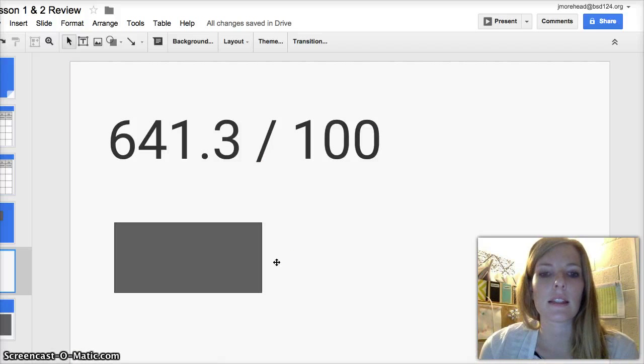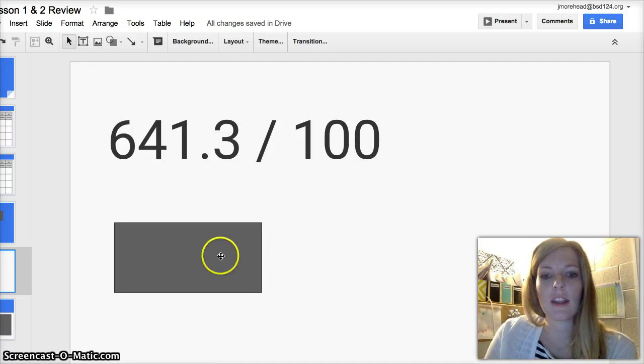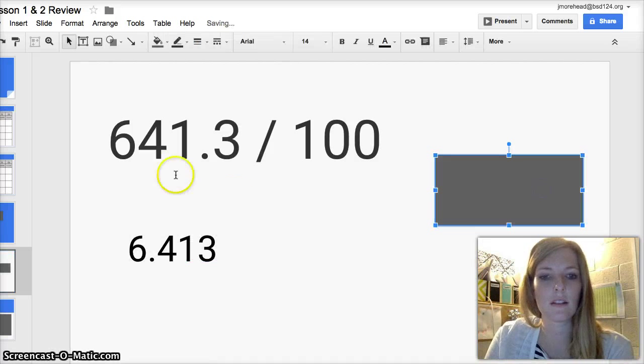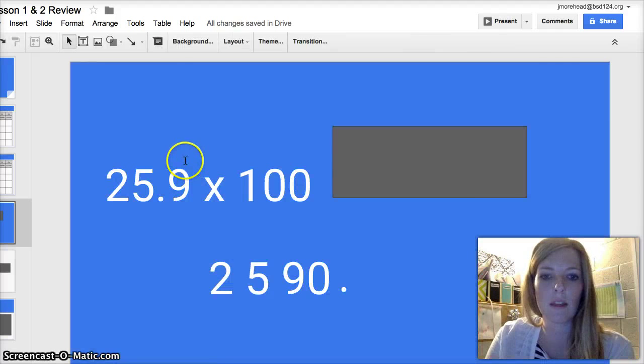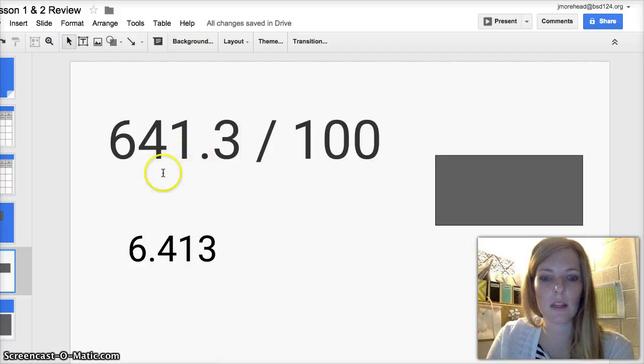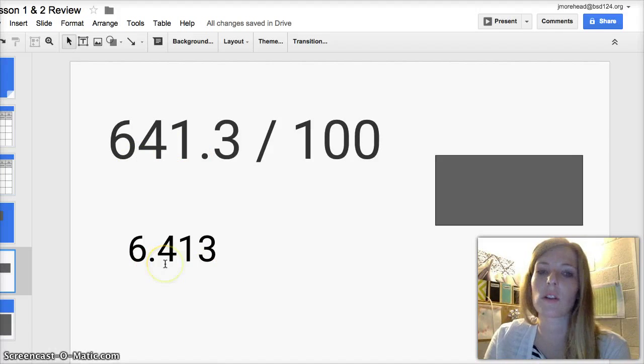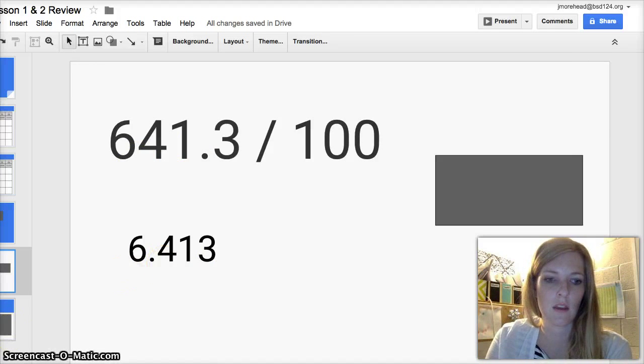This is 641 and 3/10 divided by 100. Pay attention to that sign. So pause the video while you work this out and then replay it when you're ready to check your answer. Okay, let's check our answers. 641 and 3/10 divided by 100 means that my decimal is shifting 2 places smaller, and that results in 6 and 413 thousandths.